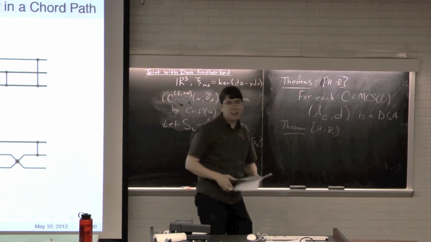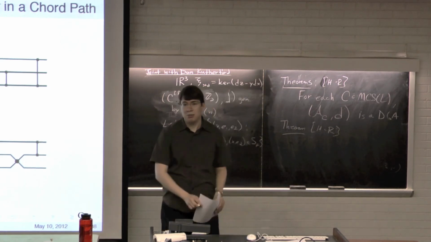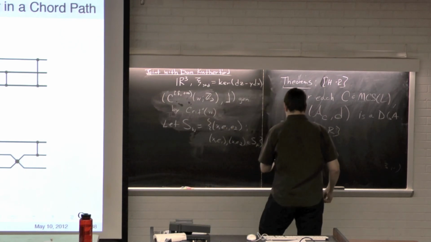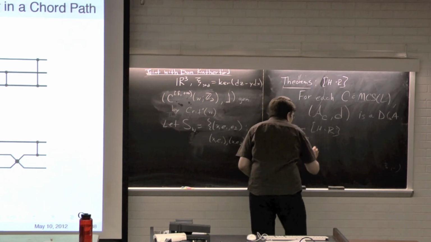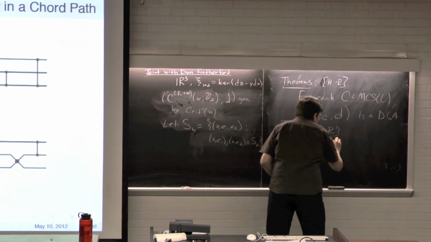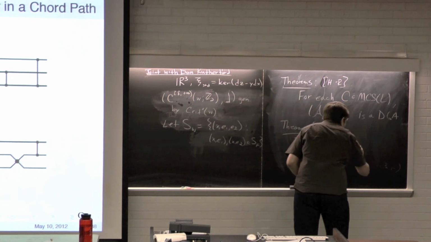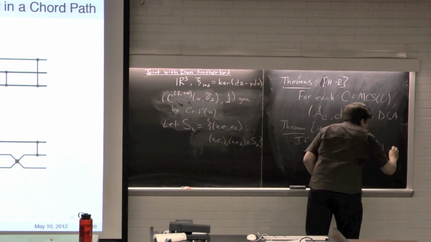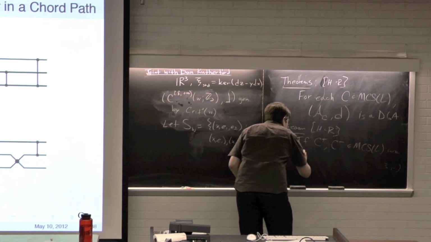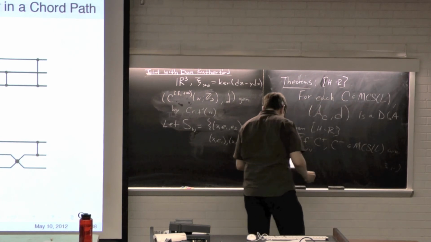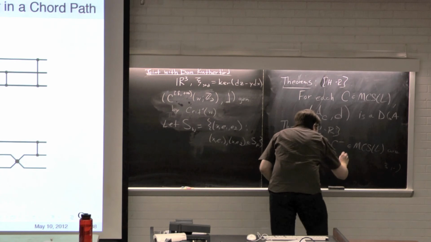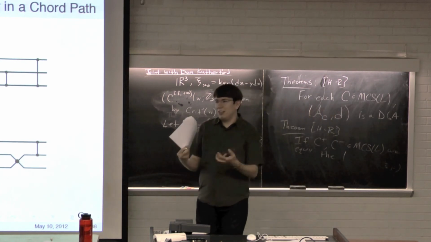In a minute, I'll tell you how this connects with the Chekanov DGA, because it does. Okay. So the second theorem is, if I have two MCSs, if they're equivalent, well, I'd like to say something about the full DGA.